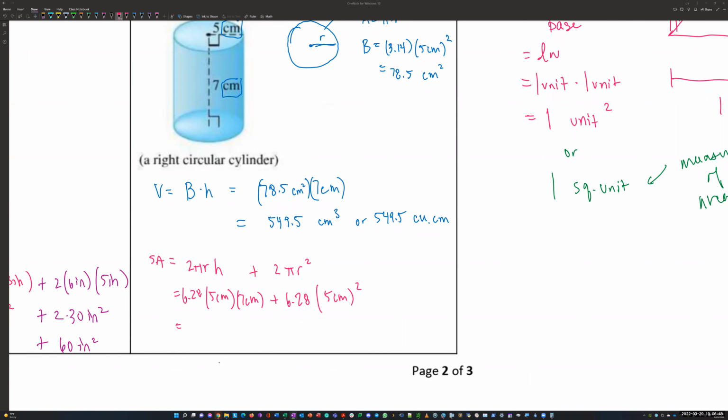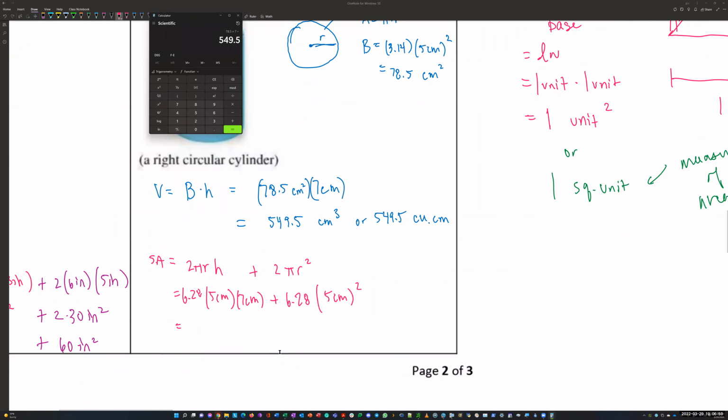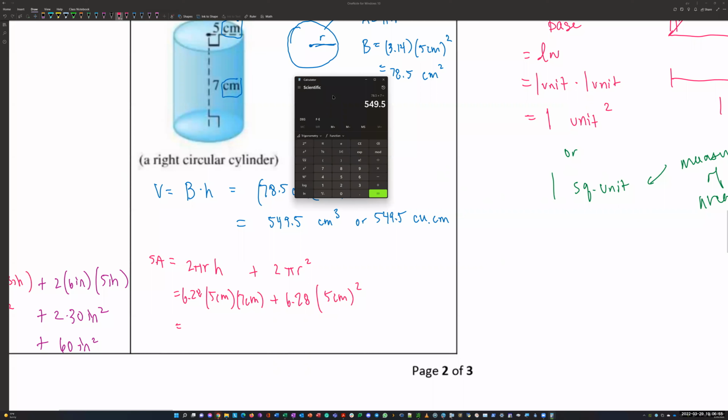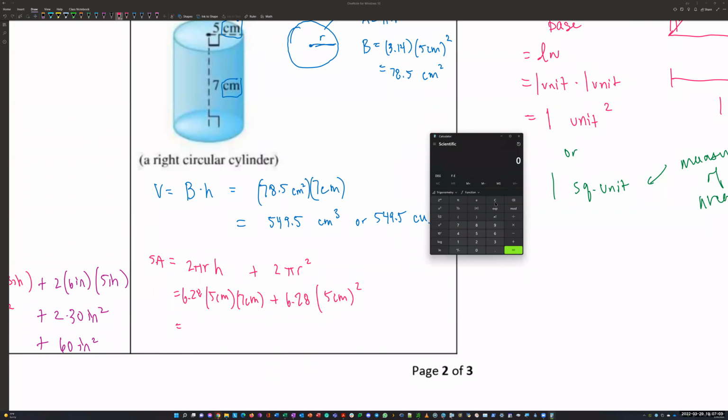Why isn't it 5, 25? Sorry? I said 5 centimeters squared, so you still have to square it here. Once you square it, it becomes 25. Does that make sense? Okay, I got you. You're right. You can write it as 25. There's no problem with that.